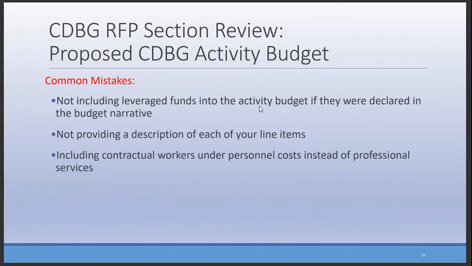Common mistakes are not including leveraged funds into the activity budget if they were declared in the budget narrative. Not providing a description of each of your line items. Descriptions help raters determine cost reasonableness of your line items and determine if your costs reasonably match your activity. Not providing descriptions may hurt your rating. Another mistake is including contractual workers under personnel costs instead of professional services.